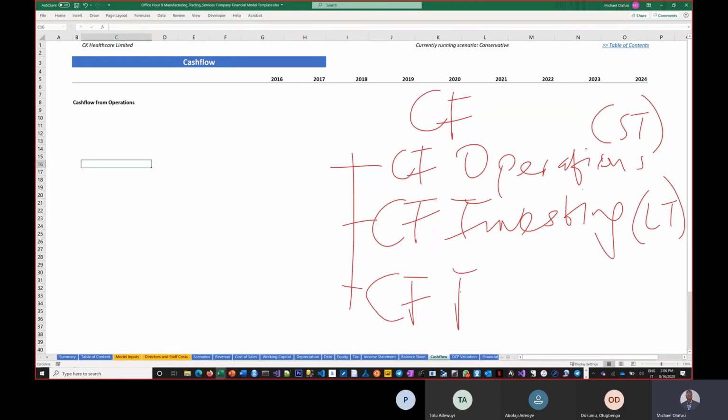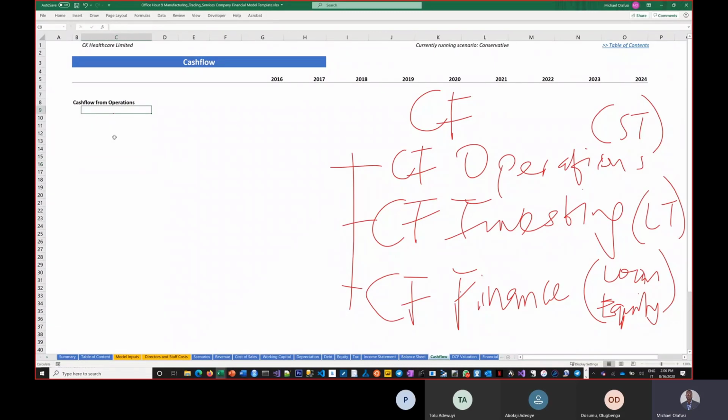Then cash flow from financing. Did we raise new money? Did we also take on a new loan? Anything that relates to loans or equity is captured in cash flow from financing.